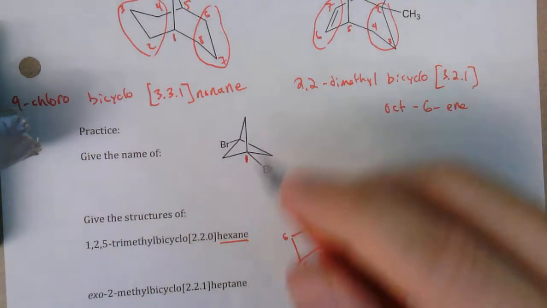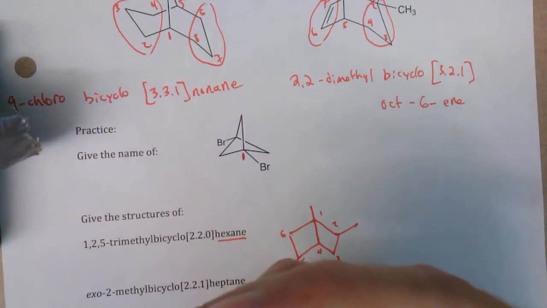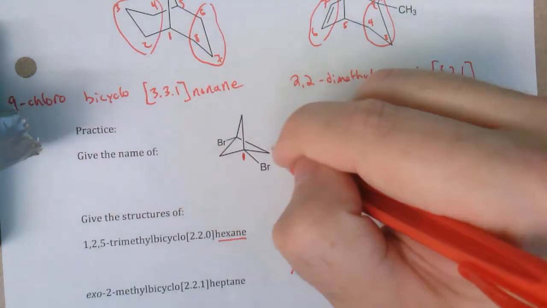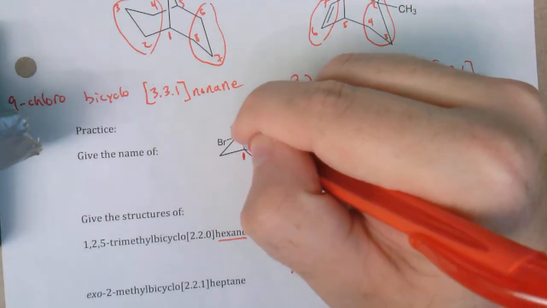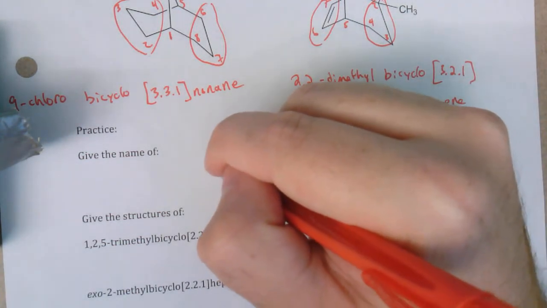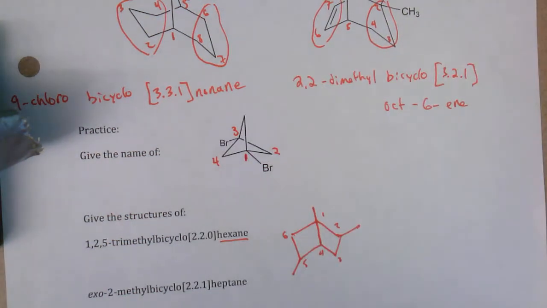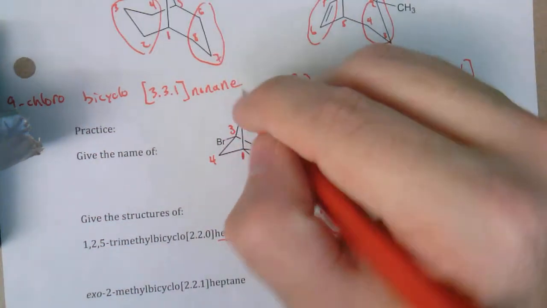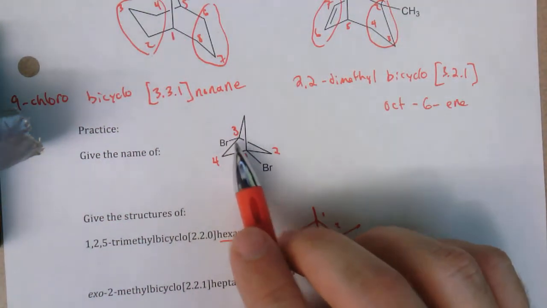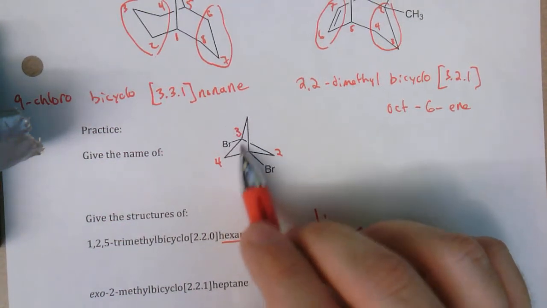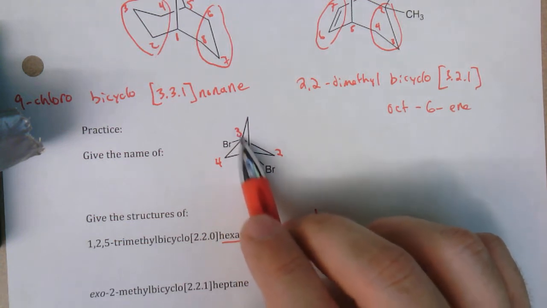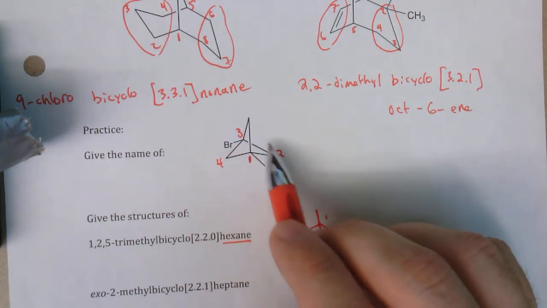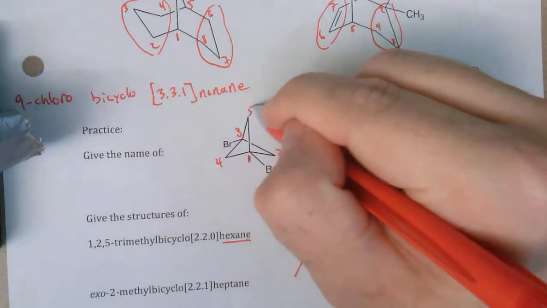Also, it doesn't really matter which way around the ring I number because of the symmetry here. So 1, we'll call this 2, that makes this 3, and this 4, right? Because I have to include my bridgehead carbon, right? I have to make sure I keep this number as low as I possibly can because that's what we do with bridgeheads. So 1, 2, 3, 4, 5.